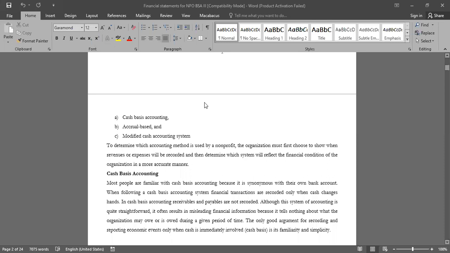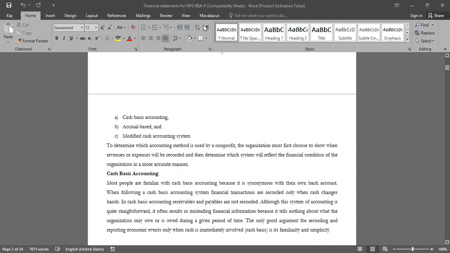Then accrual based accounting is the opposite. For accrual, it records credit transactions. As long as the transaction has occurred, regardless of whether money has passed or not, you're going to record the transaction.